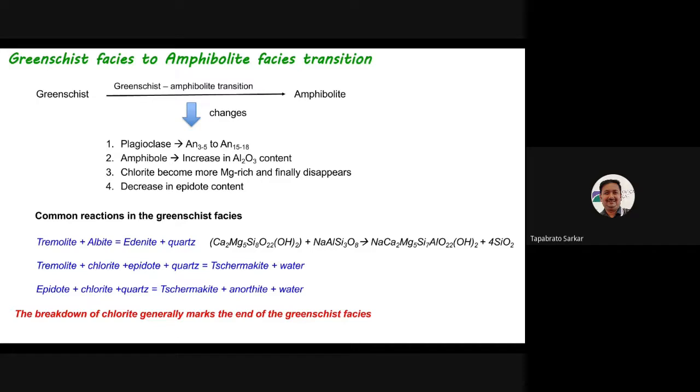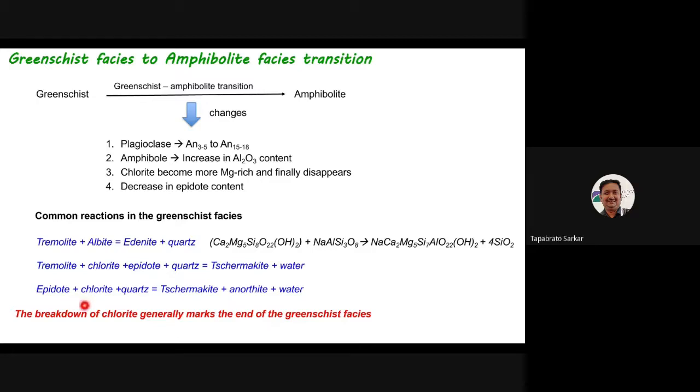So what you see is that all these reactions lead to the formation of hornblende, which is the major mineral of the amphibolite facies, and this is where the name of the rock comes from. Rich in amphibole, and therefore it is amphibolite. So this is where the name of the rock comes from.